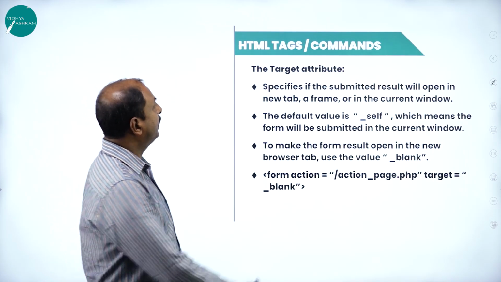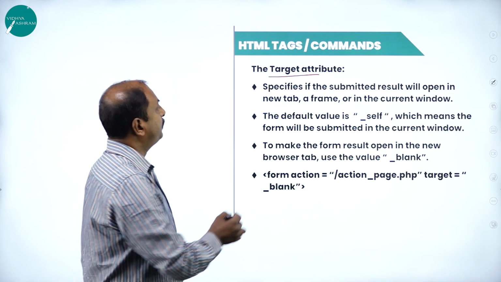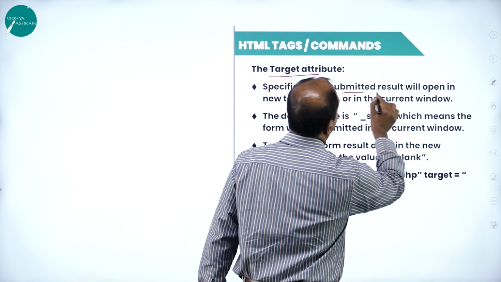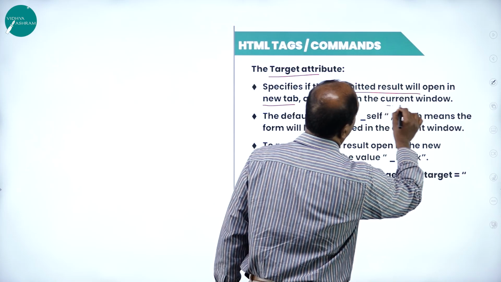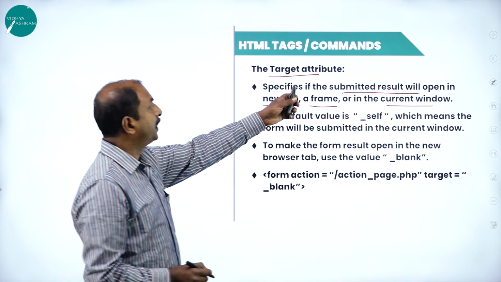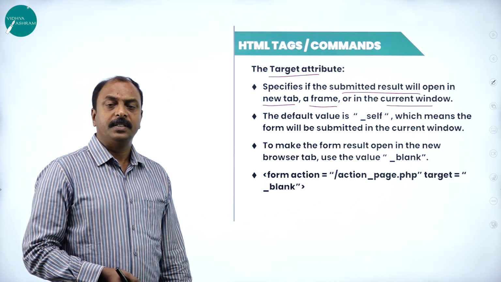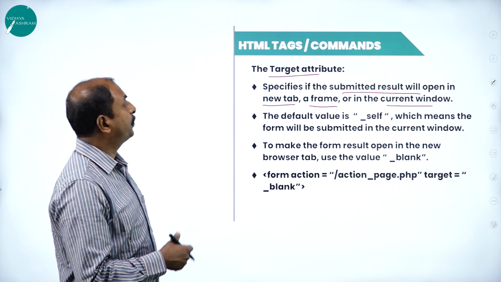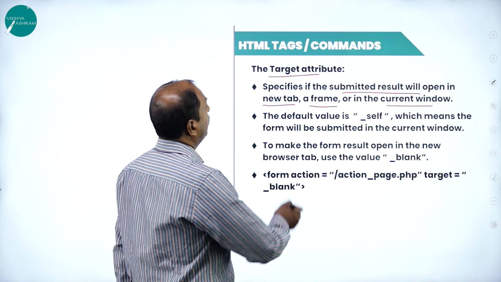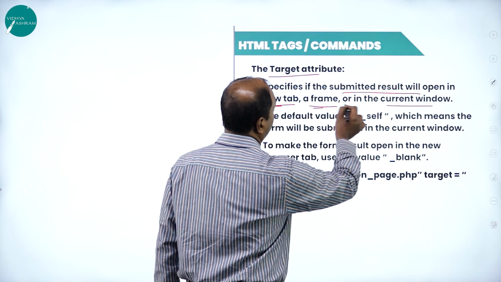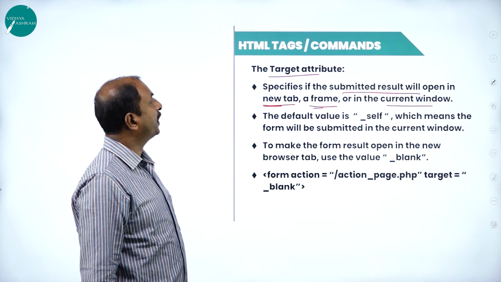In the next slide, this is the target attribute. It specifies whether the submitted result will open in a new tab, a frame, or the current window. So what is the target attribute? As soon as you click on the submit button in the electronic form, the processing or the result will be displayed, maybe in a new tab, a frame, or the current window. That is what we specify with the target attribute.